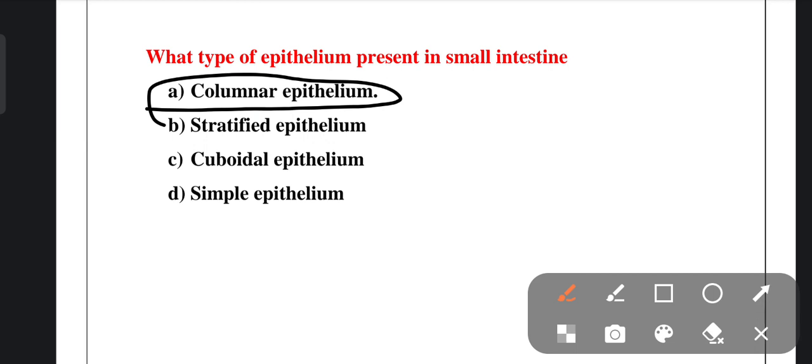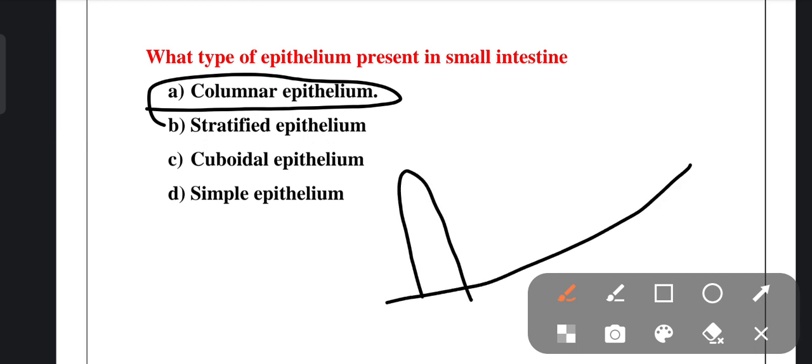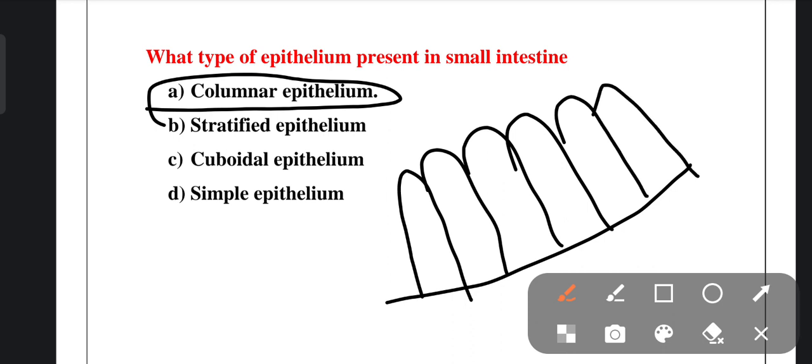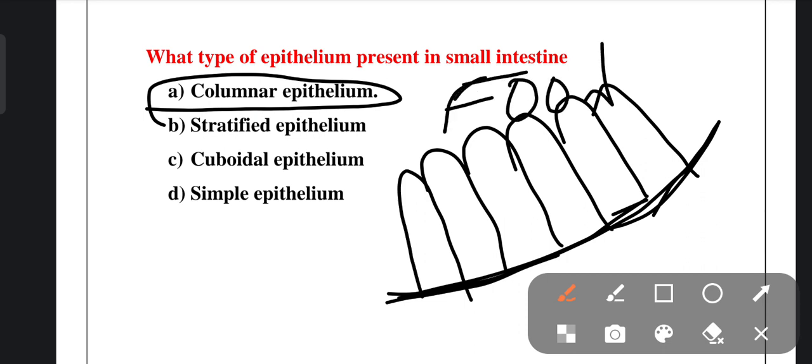Columnar epithelium will be like this. This type of epithelium is present in the small intestine for the absorption of nutrients from the food.